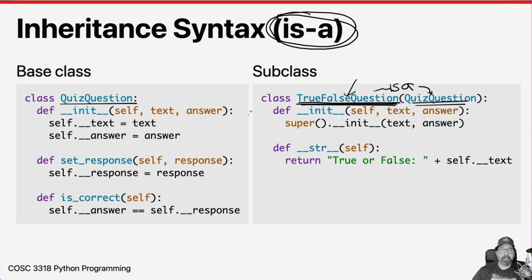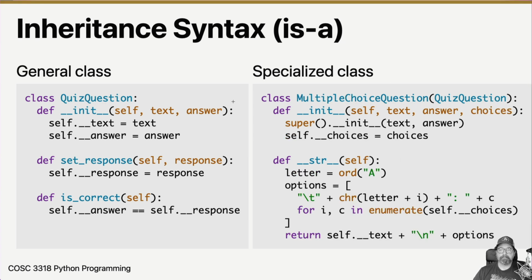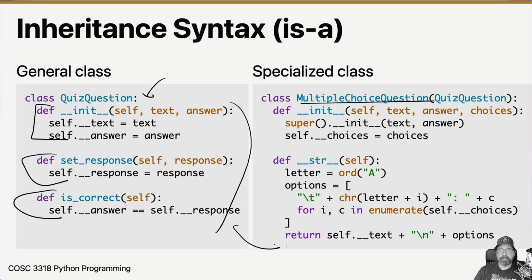So this is what our true-false question looks like. And this is what our multiple choice question looks like. Again, the quiz question stays the same. It's the same base class. It shares its text and answer and its response, and it's incorrect. It's like all of this is copied over here into this class for us. Like, it is not copied over. I just want to be really clear about that, but it's like it copies it over.